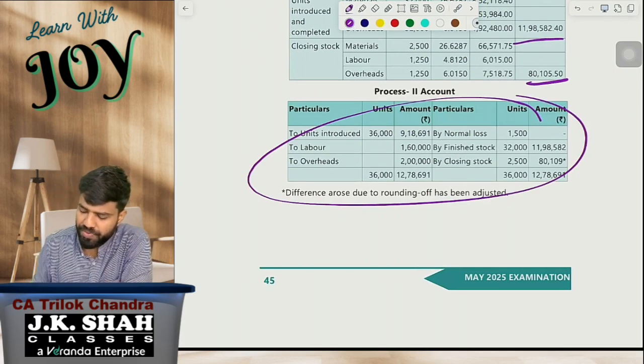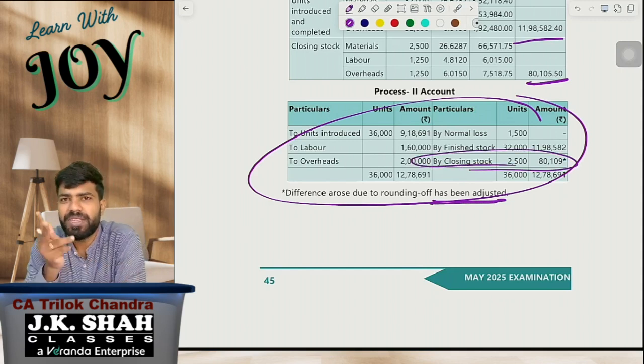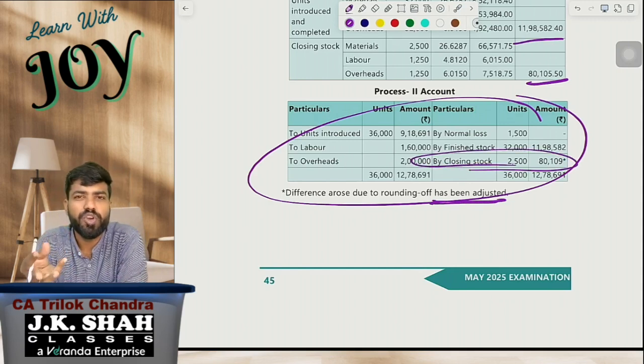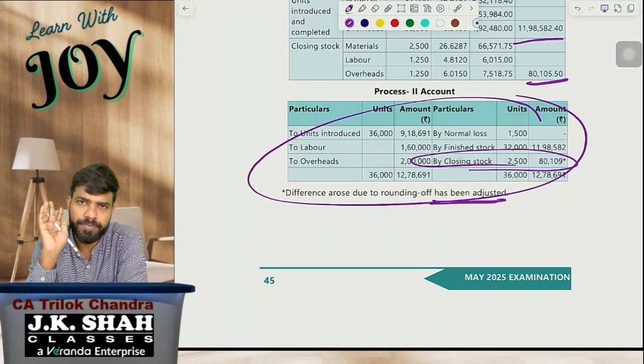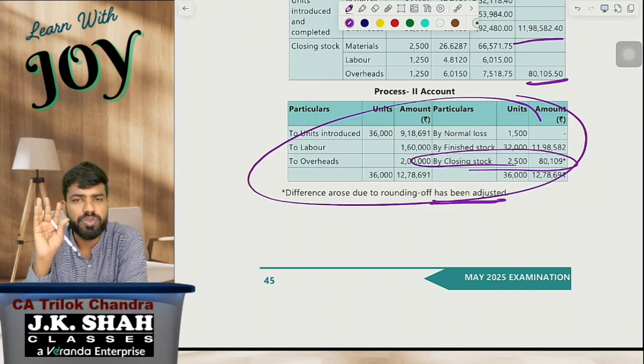Difference allowed due to rounding off has been adjusted. Normally it will be adjusted to closing stock. The rounding off difference of 10 rupees, 15 rupees, 20 rupees, whatever we get, that will be adjusted to closing stock. All of you clear till now? This is about the process costing.